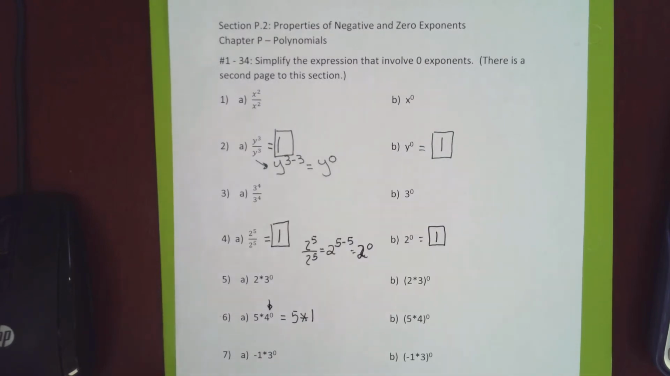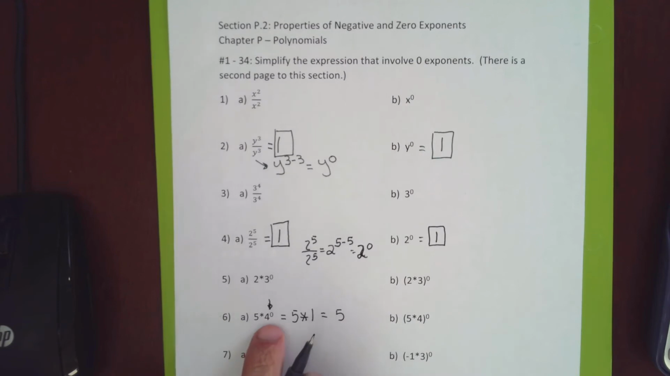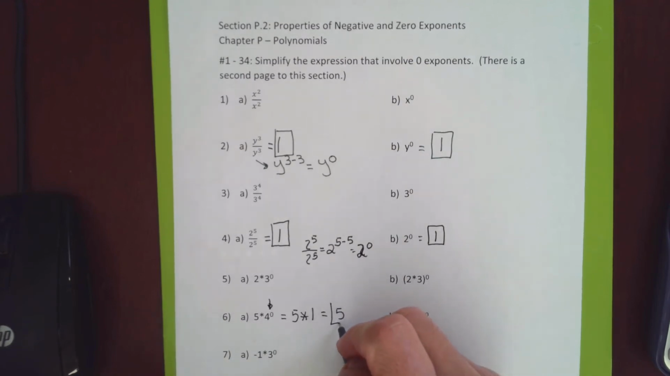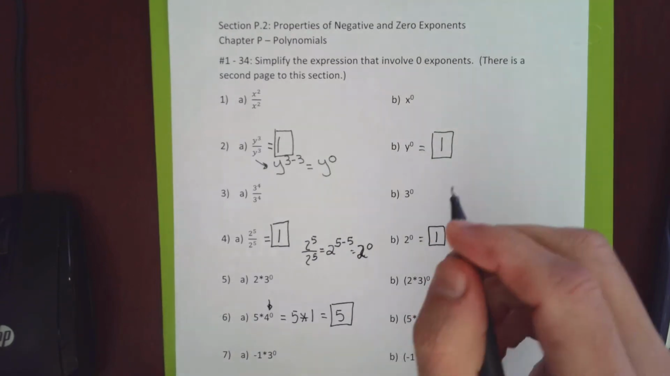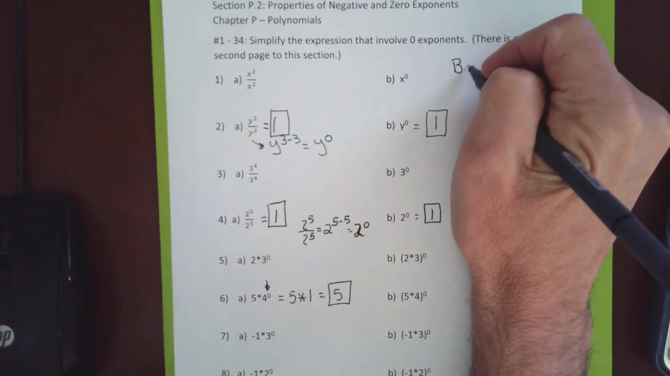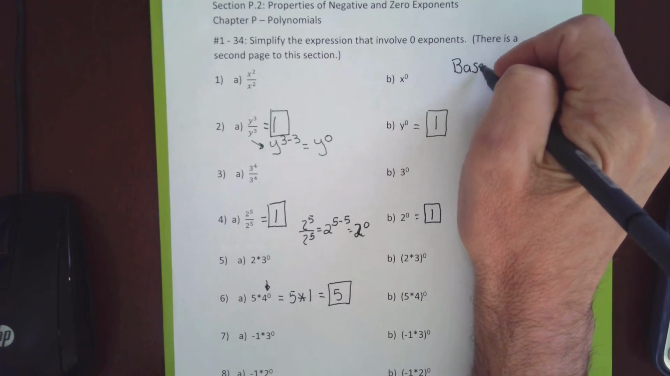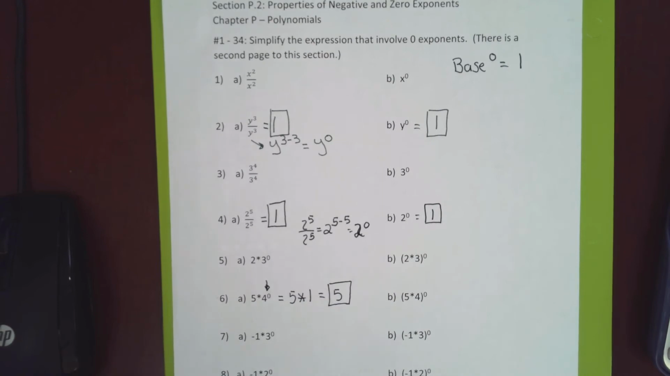5 times 4 to the 0 power, it made the 4 to the 0 power 1, and then it did 5 times 1, which is 5. So just because I had a 0 exponent doesn't blindly mean the whole problem is going to simplify to 1. The 0 exponent part, the 4 to the 0 power, a base to a 0 power is always equal to 1. It's always going to be the case if I have a base and a 0 exponent, that's always going to be 1 100% of the time.